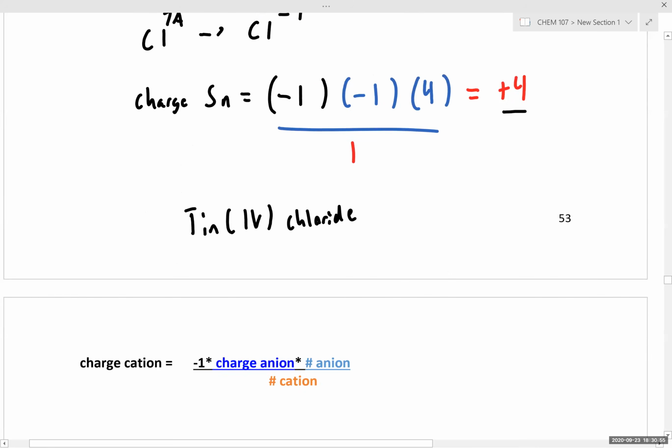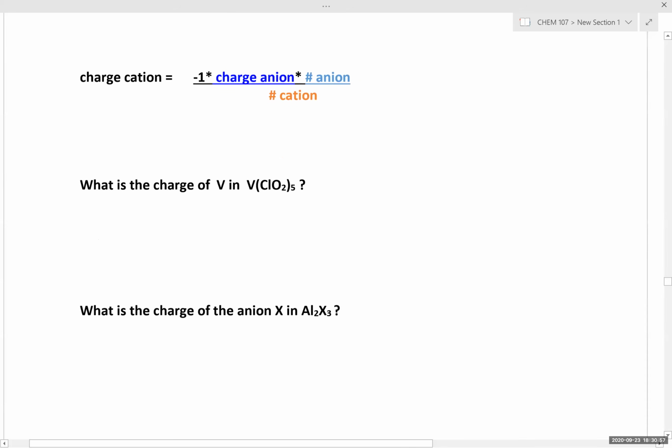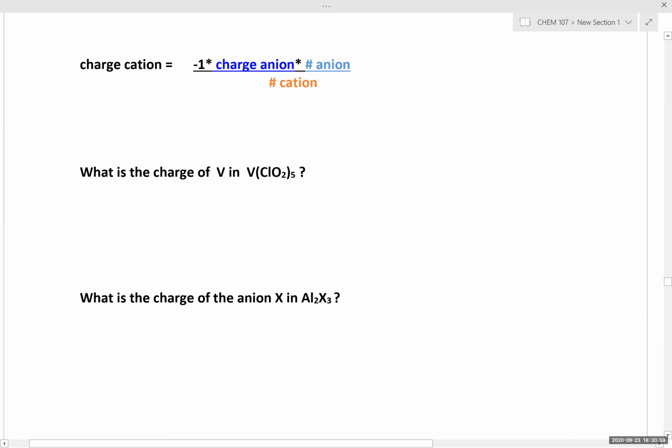So let's try to apply this, and I'd like you to calculate the charge of the metal cation and the anion found in the following 2 examples. So I'd like you to calculate the charge of the ion in the following 2 examples.